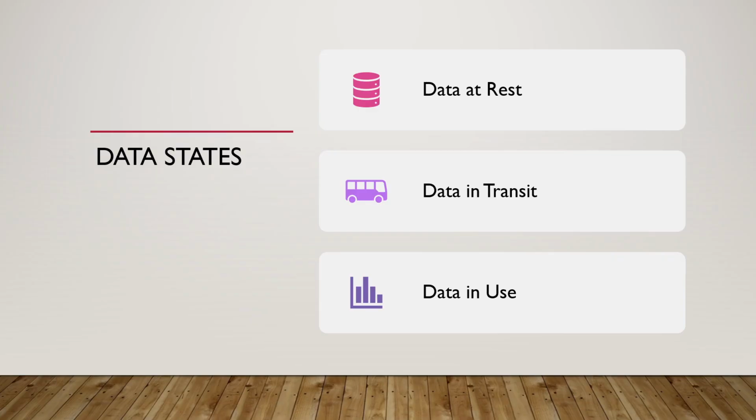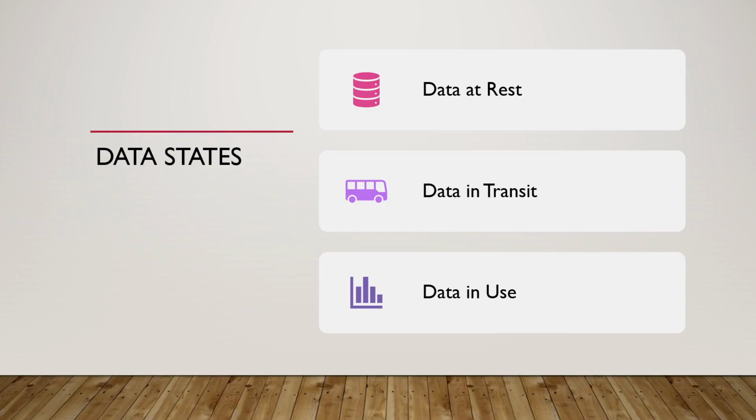Our last one's going to be data in use. Data in use refers to data that's actively being processed by applications, systems, and even users. This includes data that's being accessed, edited, or even analyzed in real time. So most of the time this data will be found in like RAM or CPUs because it's being temporarily stored for processing.